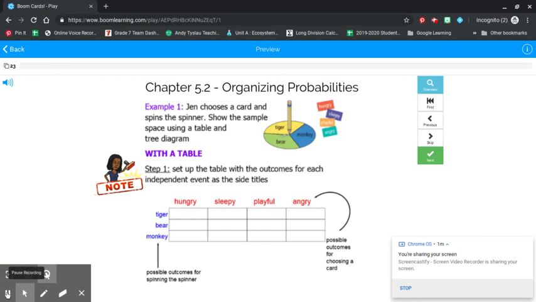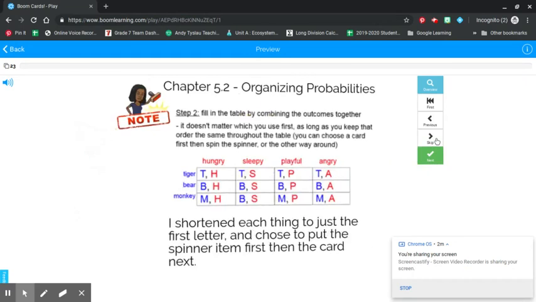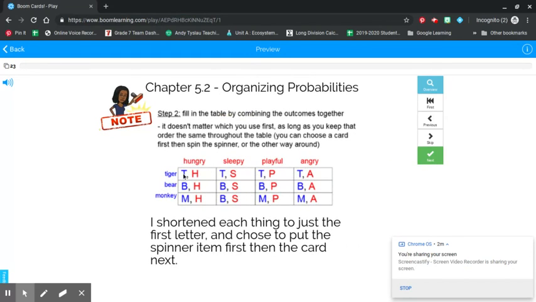You can use a table to organize all of the outcomes. With the table, for this example, it was the spinner and the cards. You just need to choose what you're going to put where. On this side, we had the spinner, and on this top piece, we had the cards. When you're filling that out, you want to be consistent, if you're using, for example, the spinner first, then the cards, or the cards first, then the spinner. And you want to label them accordingly.